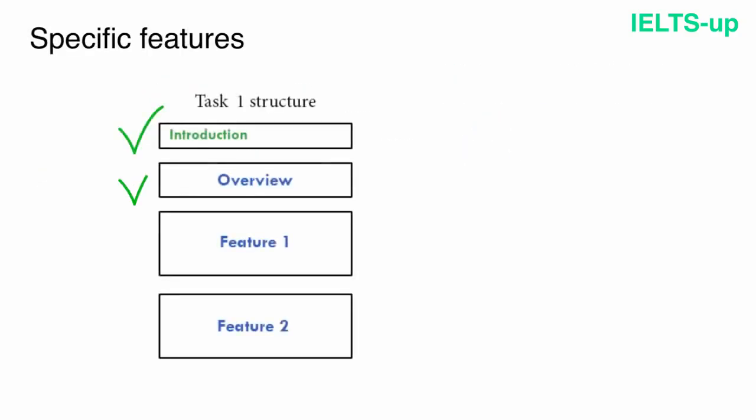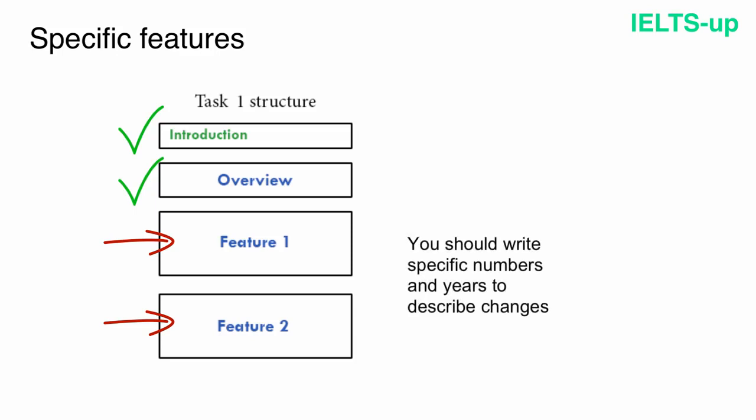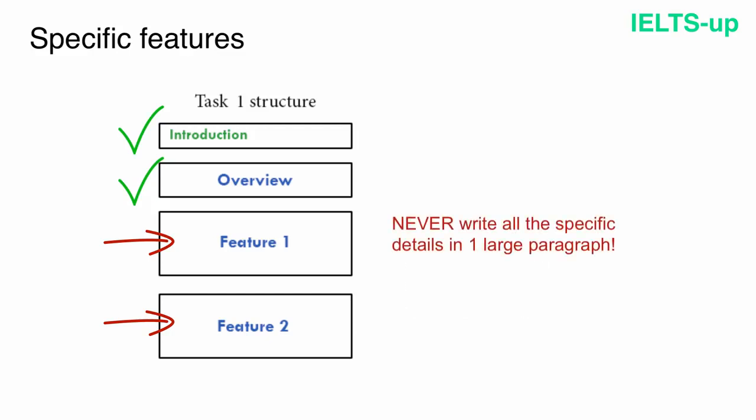And that's all with the general overview paragraph. Now we have to provide specific details of our pie chart. In this part, you should write specific numbers and years to describe changes. Never write all the specific details in one large paragraph. This would be a very bad organization.